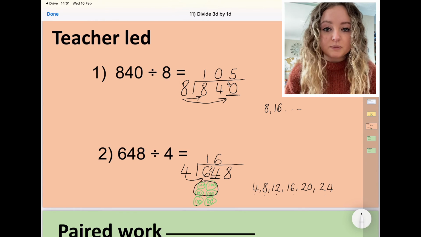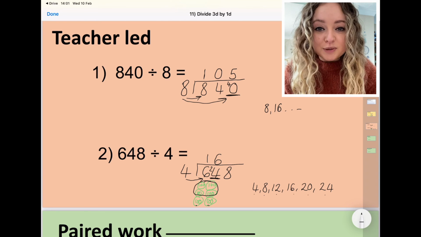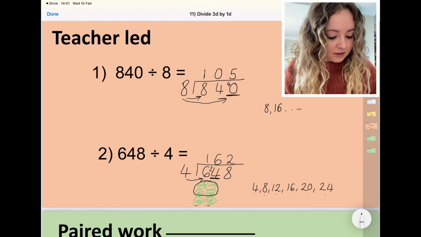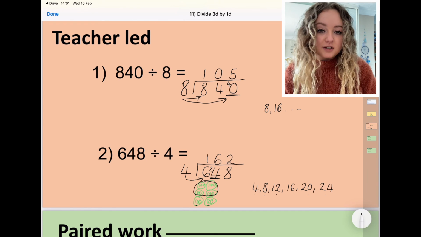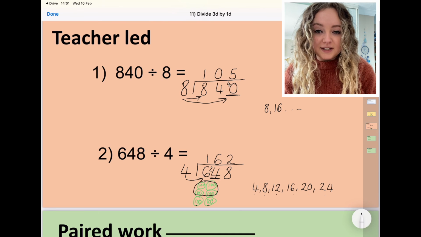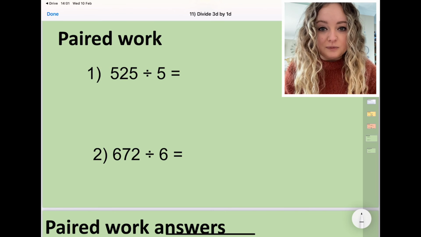Okay, then the last part. How many 4s are in 8? How many times does 4 go into 8? Twice, isn't it? 2 times. So there is our answer. 162.